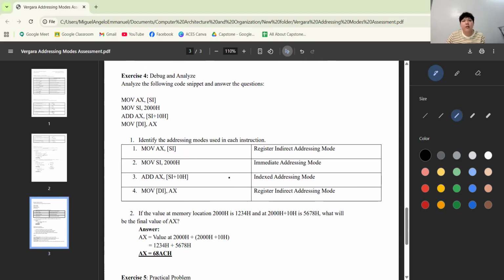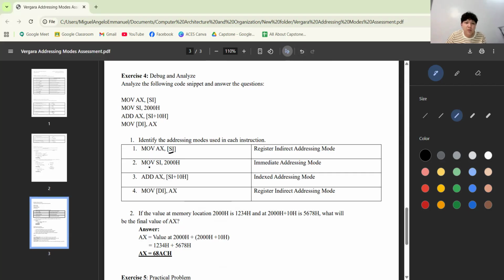Exercise number 4. Debug and analyze the following code snippet and answer the questions. So we have MOV AX, [SI], MOV SI, 2000H, ADD AX, [SI+10H], and MOV [DI], AX. For number 1, identify the addressing mode used in each instruction. For MOV AX, [SI], the addressing mode used is register indirect addressing mode, since the offset address is SI and it's one of the 4 offset addresses that I mentioned earlier.